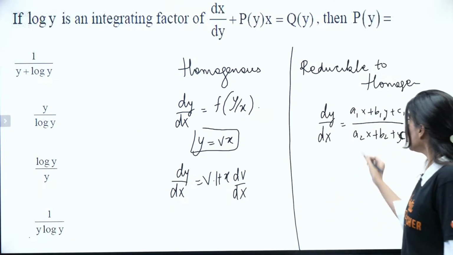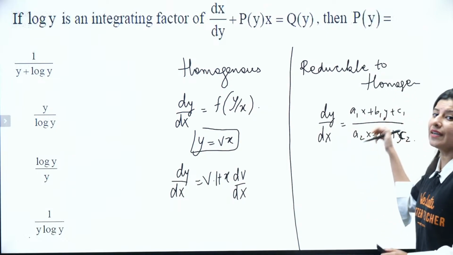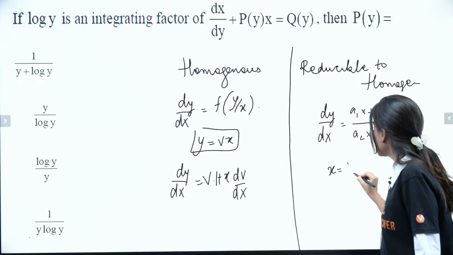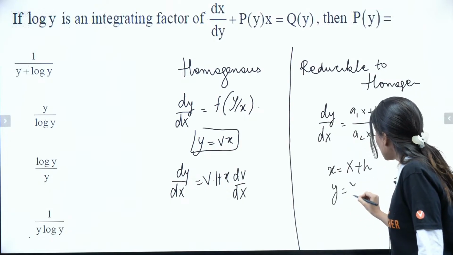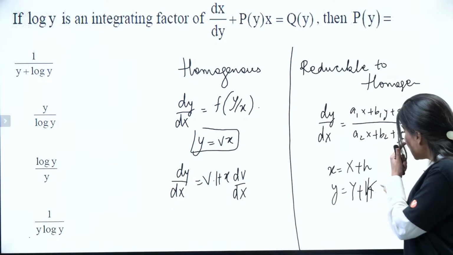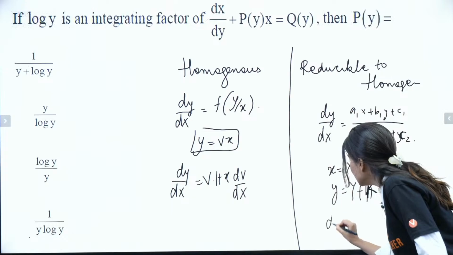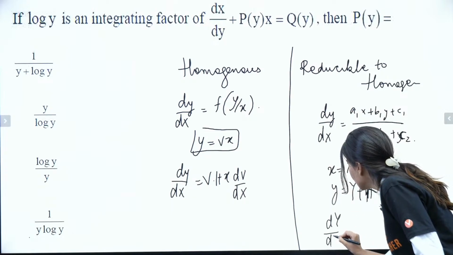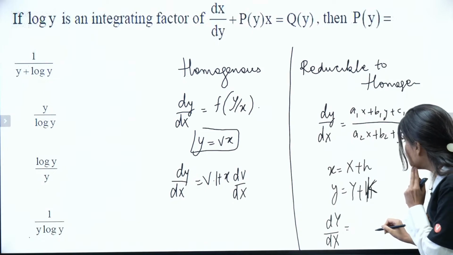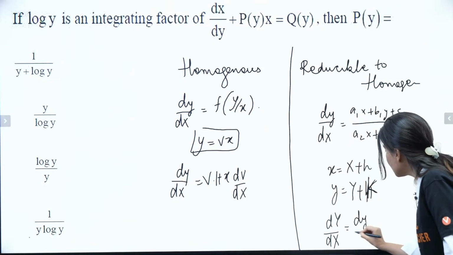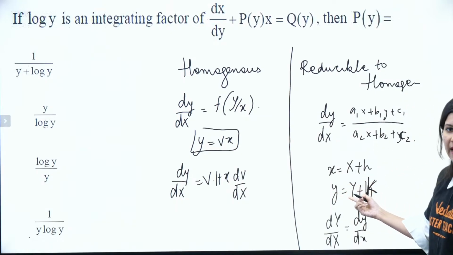Right? And over here what you are going to do is, reducible to homogeneous means that you have to plug in something. So x will be equal to X plus h, right? And y will be equal to Y plus k. And the moment you do the substitution, what will happen is your dy by dx, first of all, dy by dx is small dy by dx, that is first thing. Can you understand this? The moment, so dy is equal to d capital Y.